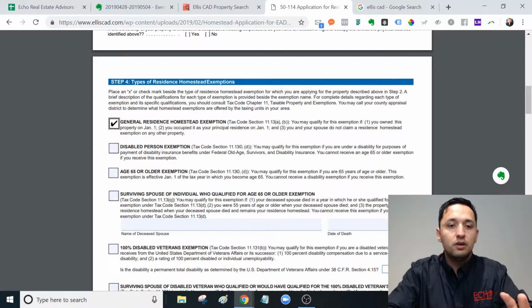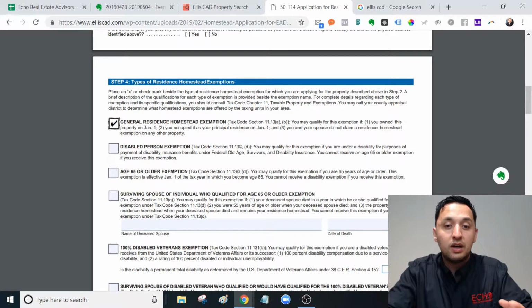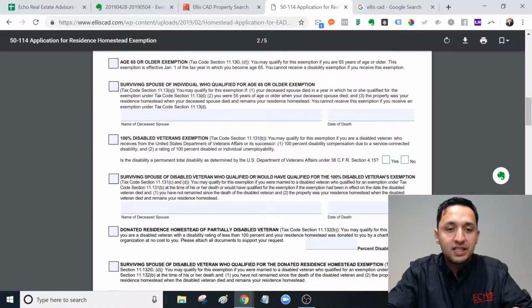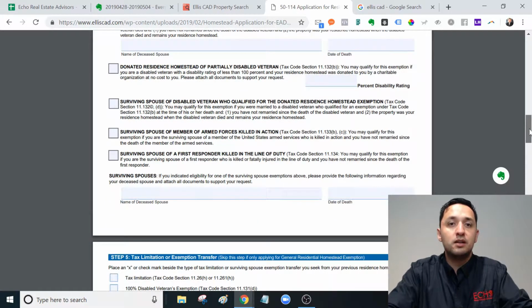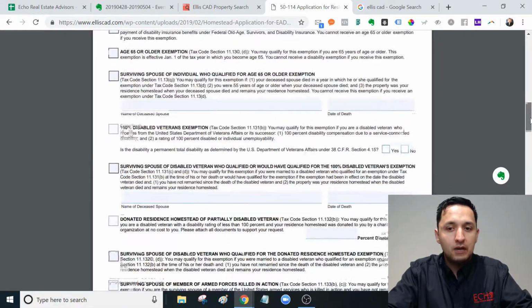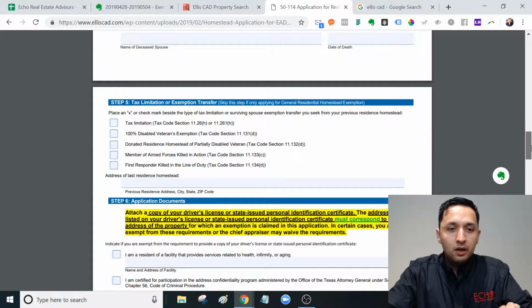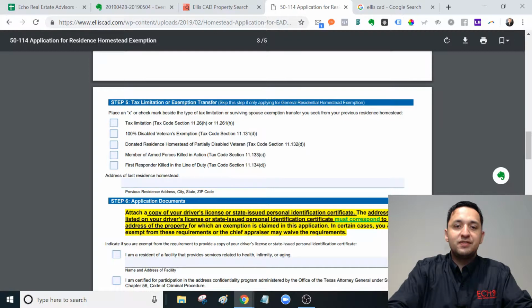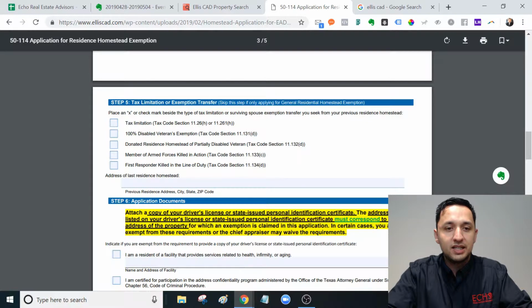Now, if you're disabled, if you're over the age of 65, you're the surviving spouse of an individual who qualified for the age 65 or older exemption, 100% disabled veterans exemption, various others to choose from. You would just need to read through and see which ones you can add to your exemptions. I'll just leave it at that. You can read there. All right, place an X or check mark beside the type of tax limitation or surviving spouse exemption transfer you seek for your previous homestead exemption.